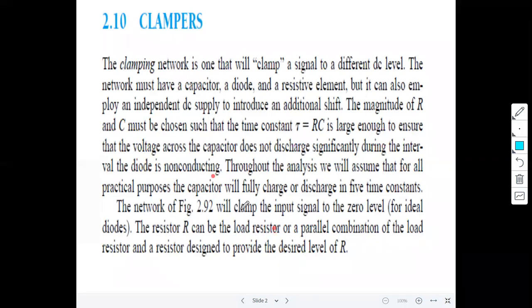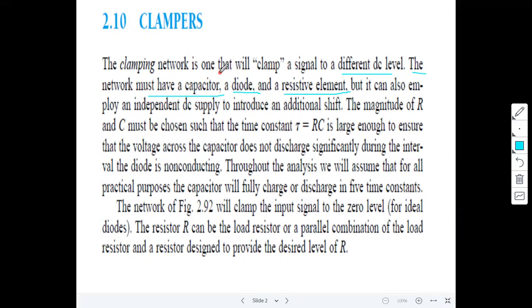Now here is the definition. The clamping network is one that will clamp a signal to a different DC level. Depending upon the circuit configuration, the DC level changes, right? The network must have a capacitor, diode, and resistor element. These three are essential elements here. Among these, the capacitor is the main essential element, right?